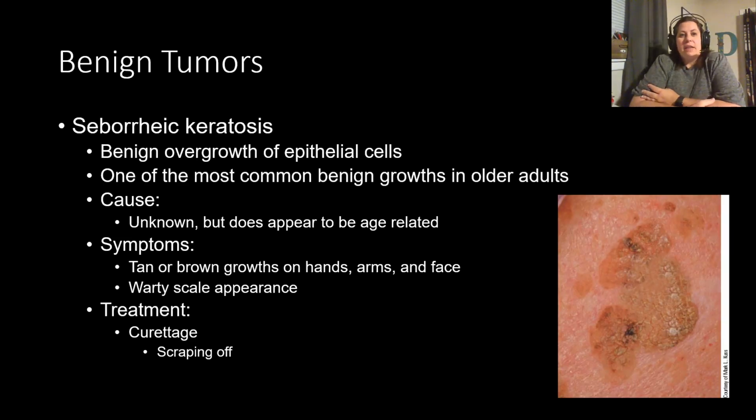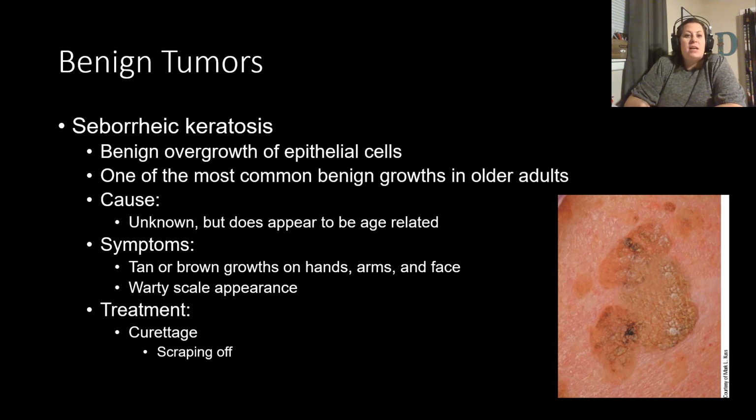All right, so now let's talk about benign tumors. When we look at tumors, we see that there could be what we call seborrheic keratosis. This is a benign overgrowth of epithelial cells. This is one of the most common benign growths in older adults.